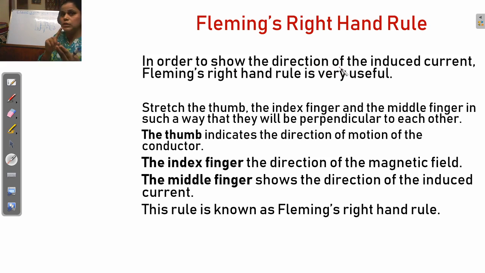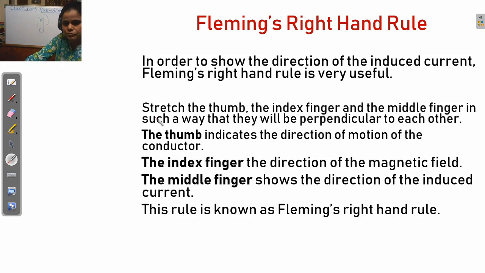Here are three questions. What is the direction of the current? What is the direction of the magnetic field? And what is the direction of the force? Which force? The force by which we move this magnet inside the coil. So what is the direction of this force? What will be the direction of the current? And what will be the direction of the magnetic field?